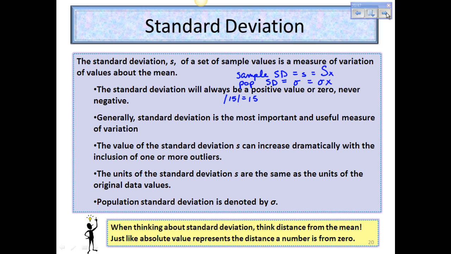Standard deviation is always positive. But if you have an absolute value of 15, you don't know whether you're negative 15 units or positive 15 units. If you're just told that the absolute value is 15, you don't know if you're above or below 0. It could be both. Same with standard deviation: are you above or below the mean?